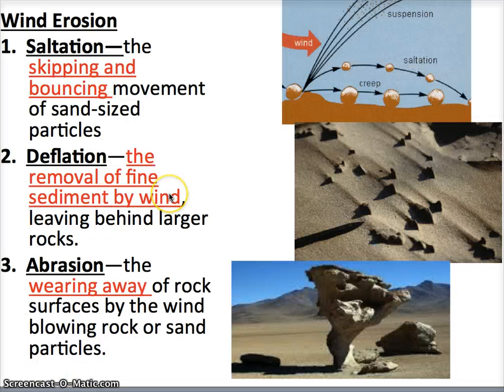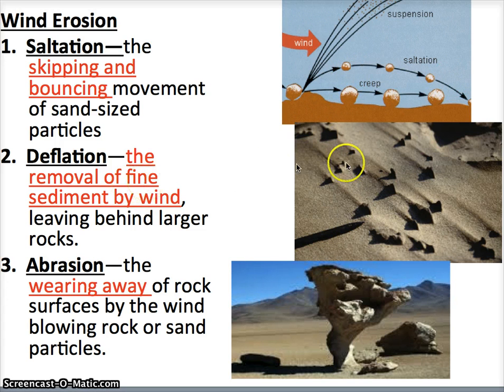Now we're going to go into the second type of erosion, which is wind erosion. Wind erosion is when wind will transport pieces of rock from one place to another. It involves three different processes. The first one is called saltation. That's the skipping and bouncing movement of sand-sized particles. So saltation is when little pieces of rock will bounce across different areas because of the wind.